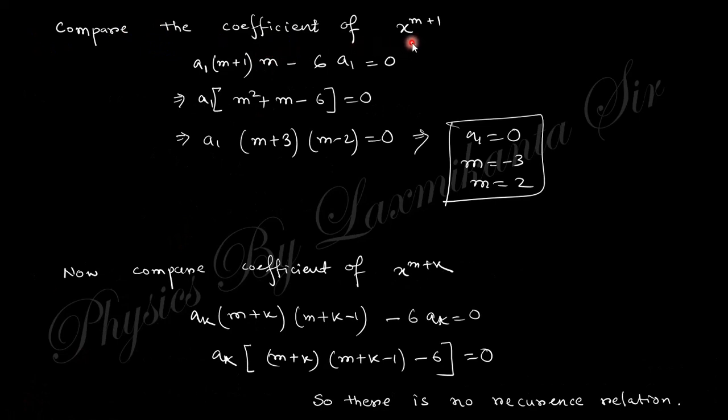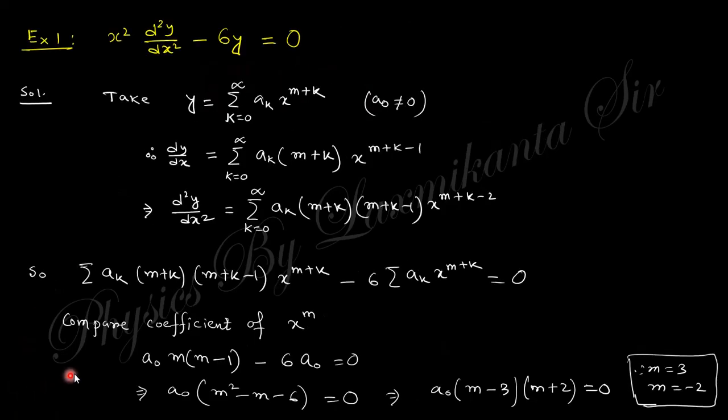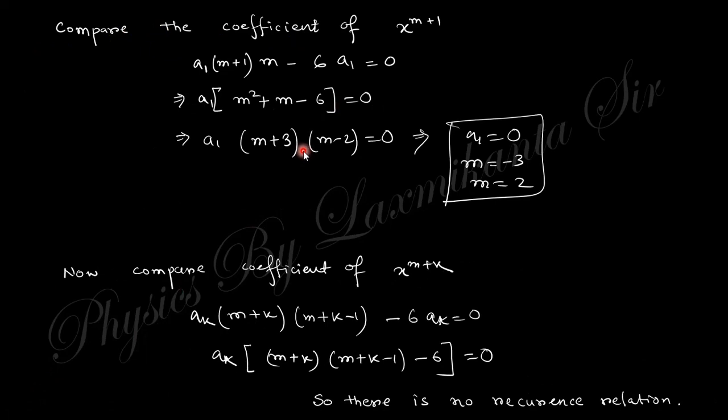Now if you compare the coefficient of x to the power m plus 1, then you will get this expression. Just put k equal to 1 in this expression. You can easily find this expression, and then rearranging them, you will get a1 equals to 0, or m equals to minus 3, or m equals to 2.